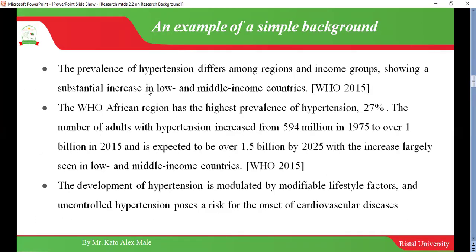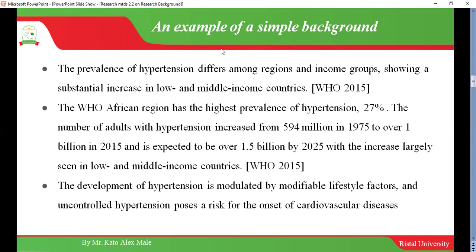So, an example of a simple background. Now, this is the background obtained from the other document that we began with at the beginning of this presentation. We can say like this: the prevalence of hypertension differs among regions and income groups, showing a substantial increase in low and middle income countries.